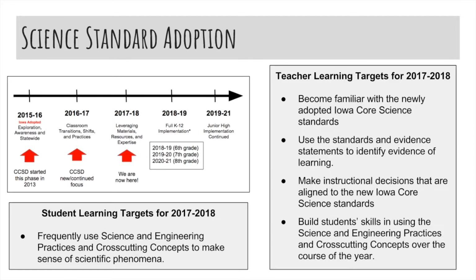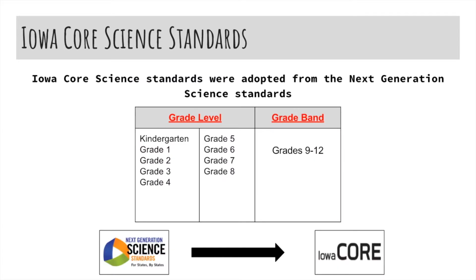This year, during the 2017-2018 school year, we will be working to better understand our science standards so that we can make instructional decisions and continue to give students opportunity to build their skills in using the science and engineering practices and cross-cutting concepts. Students will be using these skills to make sense of scientific phenomena, to make deeper connections, and solve relevant problems. The Iowa Core Science Standards were adopted from the Next Generation Science Standards.